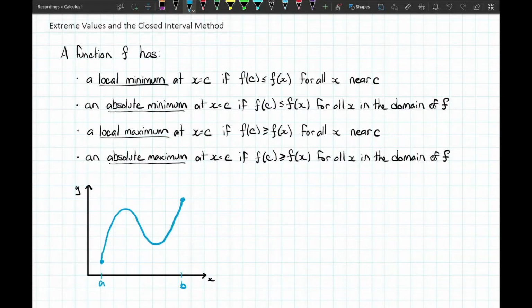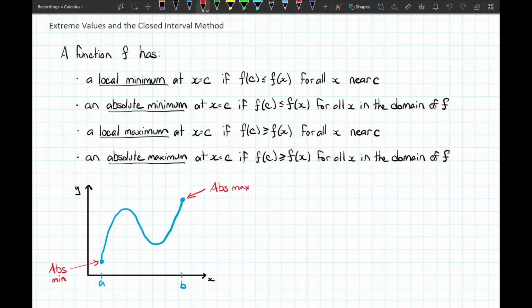In this first graph, you can see the domain of this function is from a to b, including the endpoints. And if we want to take a look for the absolute minimum, it would just be the absolute lowest value of the function, which would be down here. This would be the point where we would get an absolute minimum. So we would say that x equals a gives an absolute minimum, or that f of a is the absolute minimum value.